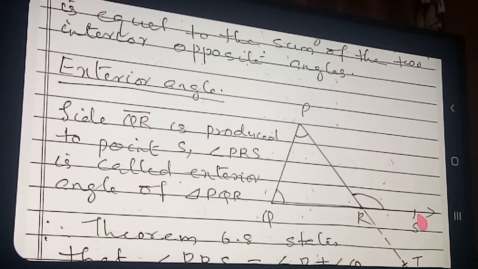Extended now, so that you are able to see one angle outside the triangle. Which angle? Angle PRS is formed outside. This angle we are calling the exterior angle.